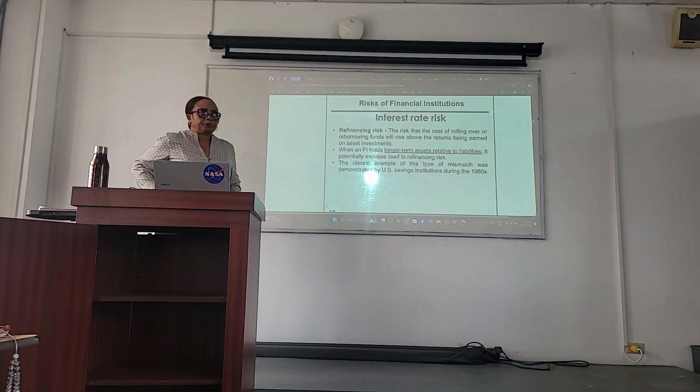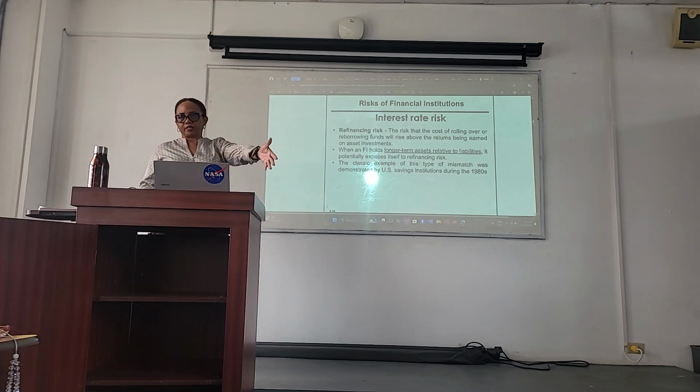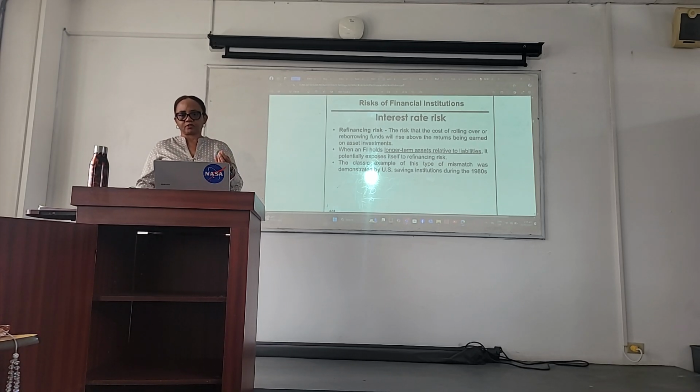So when the refinancing risk comes about for a financial institution, if your assets have maturities longer than your liabilities, then you end up with refinancing risk.